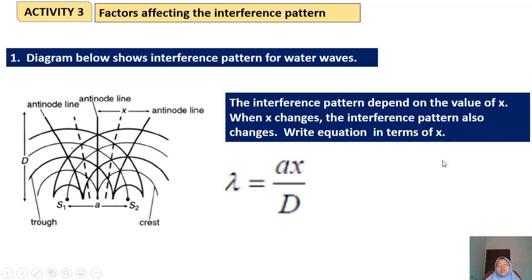Write the equation in terms of x. So we have the formula lambda equals ax over D. Remember, lambda is the wavelength, x is the distance between two successive antinode lines, and D is the distance where you measure x and the two coherent sources. So we rearrange and we get the formula x is equal to lambda D over a.